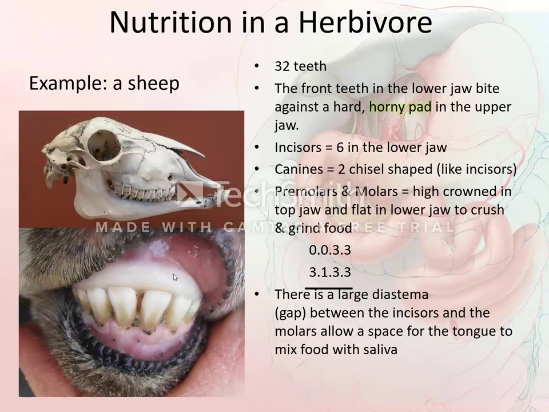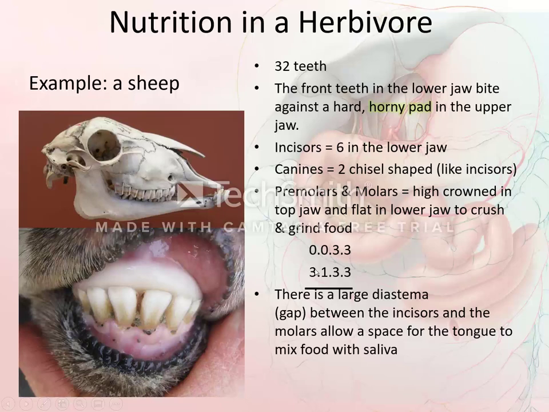In the bottom jaw of a herbivore, it has 6 incisors. It also has 2 canines that are chisel shaped. Okay, so in other words, chisel shaped means they are shaped like the incisor. I'm telling you now, so you can see that this line is obviously in the wrong place. This line should be here, sorry. But it's 0 0 3 3. So that's saying 0 incisors in the top, 0 canines, 3 premolars and 3 molars, the top jaw.